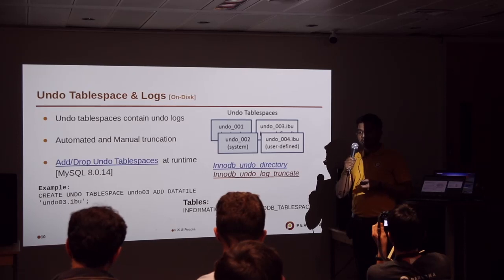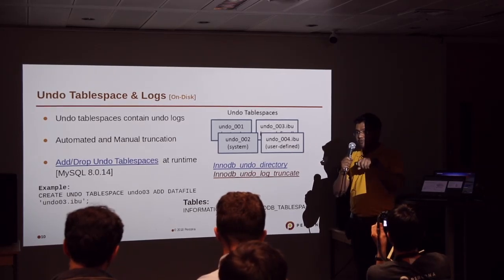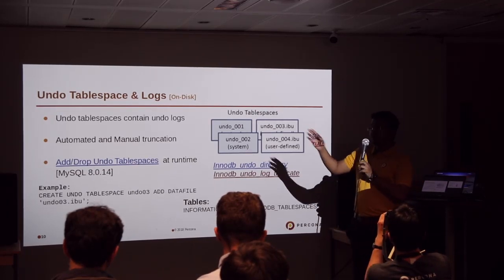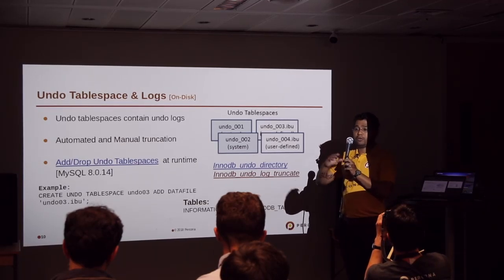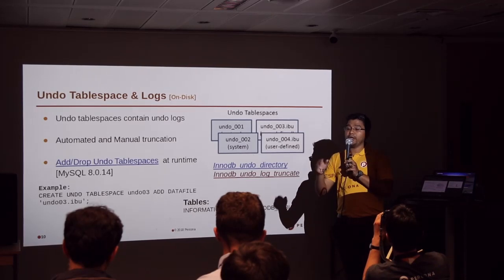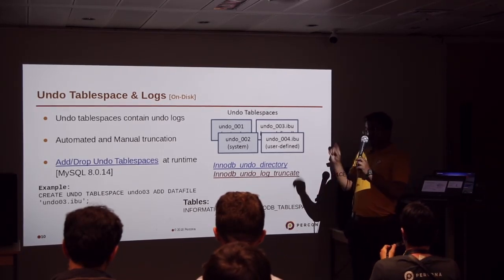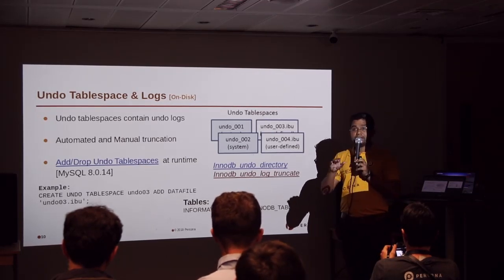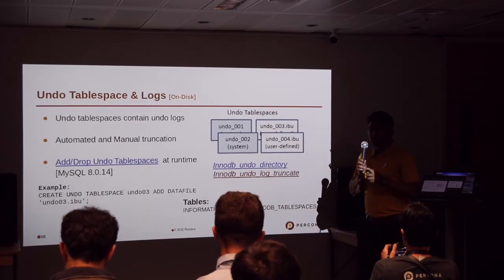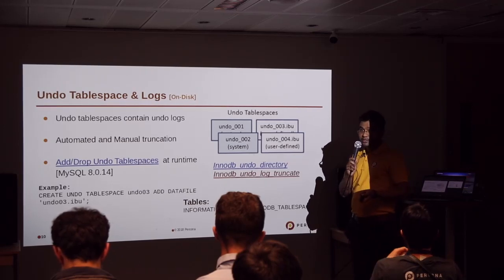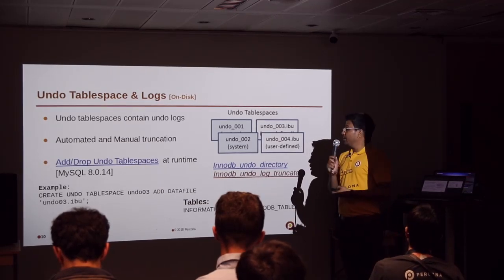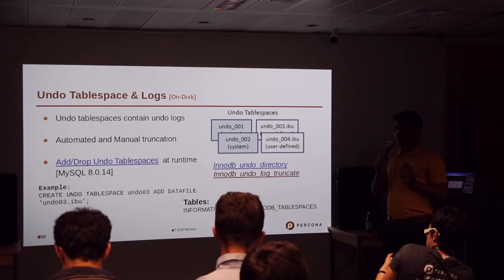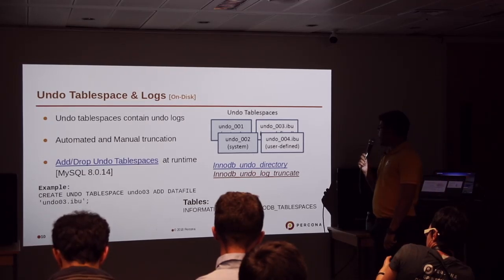So what was the problem earlier in 5.7? If the undo log is part of your system table space and you are running a long transaction, it is so painful: if that transaction is long running, your system table space size will keep increasing, and there is no way to reduce it because you cannot truncate it. So this automated and manual truncation option gives the feasibility to truncate it on the fly. That means you don't need any downtime. For example, there is a variable innodb_undo_log_truncate that you can use, and it will truncate your undo log automatically.